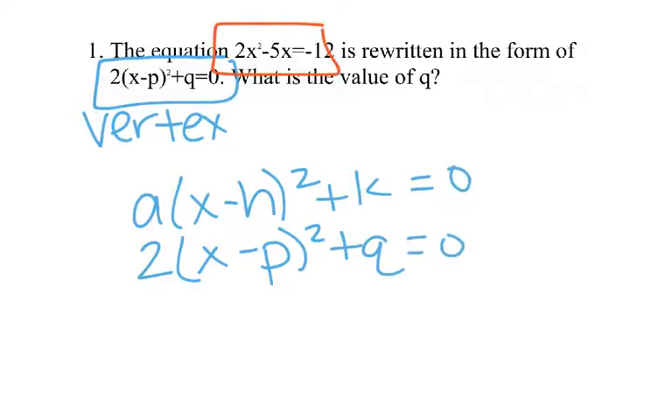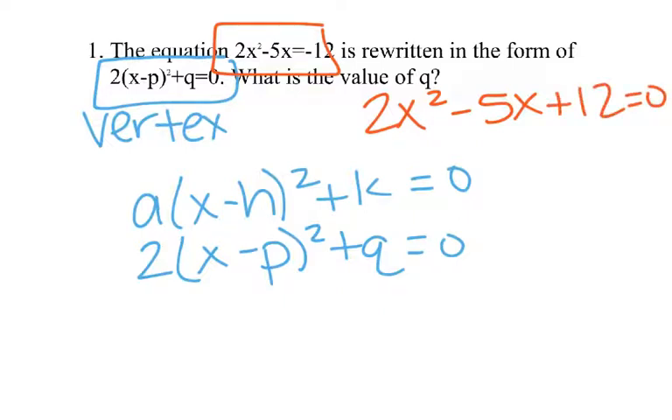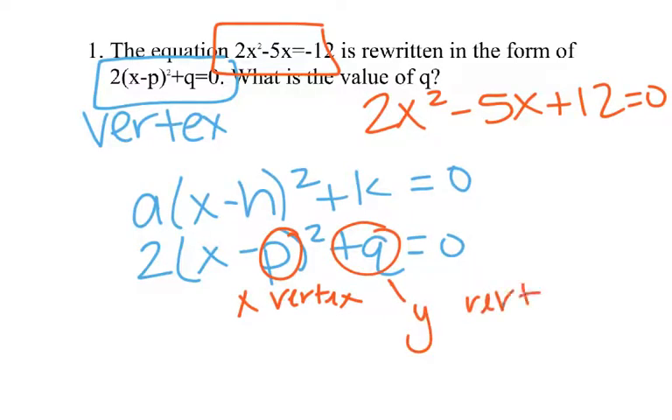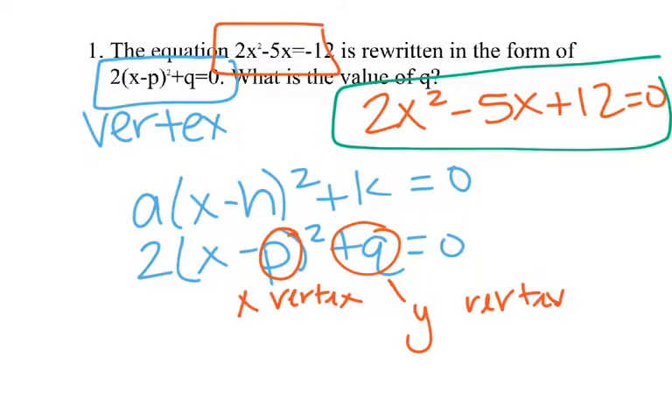So the first thing I'm going to do is move negative 12 over. So it's going to be 2x squared minus 5x, oh, sorry, that's not it, plus 12 equals 0. And if you remember, the purpose of vertex form is to tell us what our vertex is. So this is going to be the x coordinate of the vertex, and this is the y coordinate of the vertex. The question only asks for q, so really we just want to find the y coordinate of the vertex for this function. So graph that in Desmos, and then you'll get the vertex.